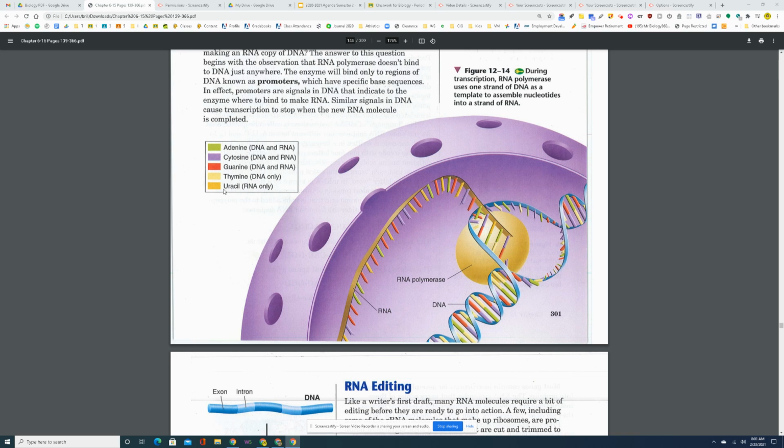Remember that uracil is not found in DNA, so the base pairing rules are a little different. So when it sees an adenine on the DNA template strand, it'll add a uracil when it's synthesizing that mRNA molecule. All right, hope transcription is a little clearer today.